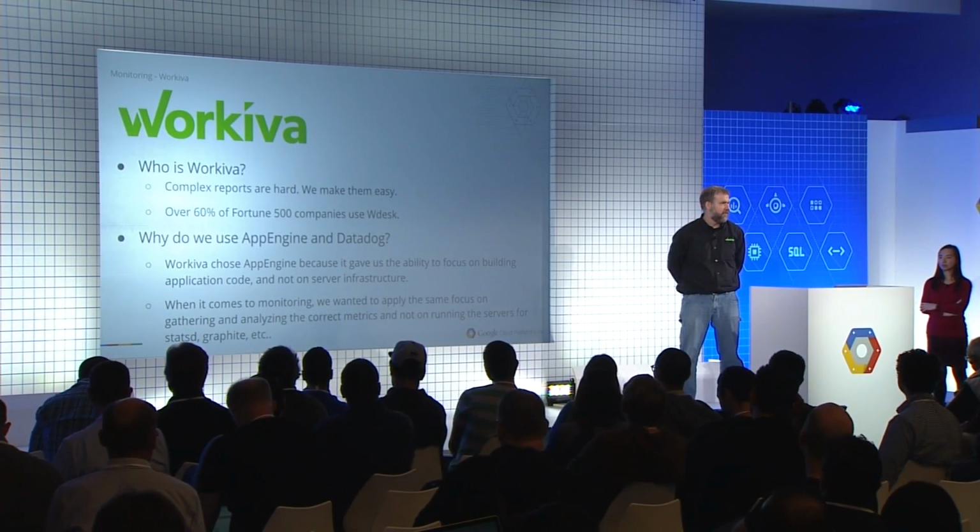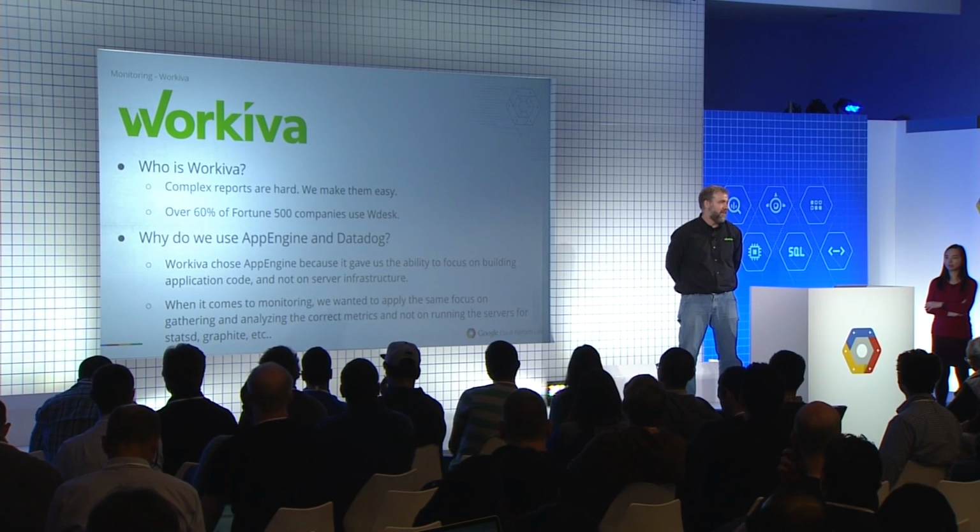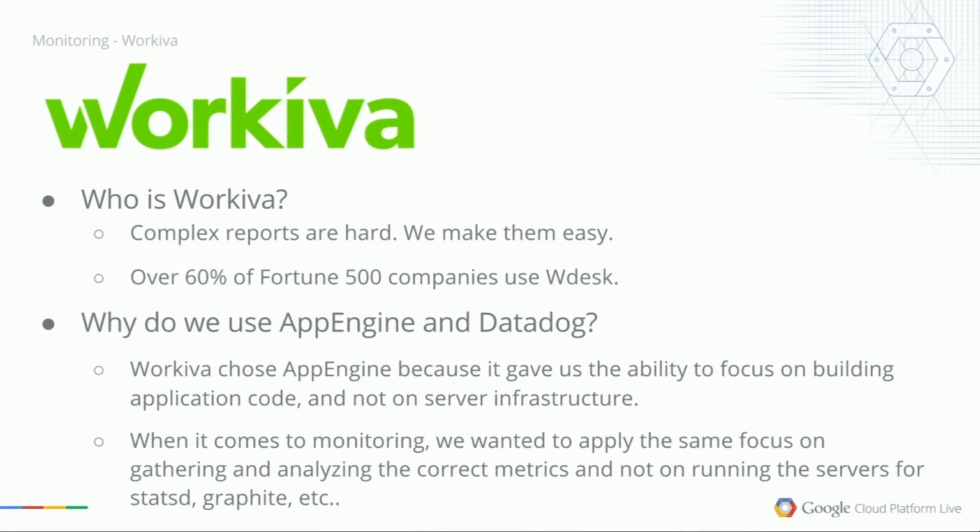So I'm Ryan Bonham. I'm the production systems manager for Workiva. Workiva is a cloud-based data analytics company. We've got over 60% of the Fortune 500s using our Wdesk platform to make complex reporting easy. I'm here just to give you a quick walkthrough on how we're using Datadog and App Engine together. The thing we really love about App Engine is it gives us the ability to focus on building our platform and making it better. And that's the great thing about Datadog as well, it lets us focus on that and not on having that large scaling infrastructure of StatsD and Graphite and all the other things you would need to do this.